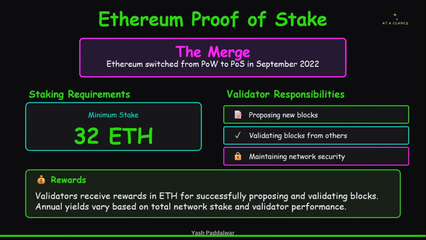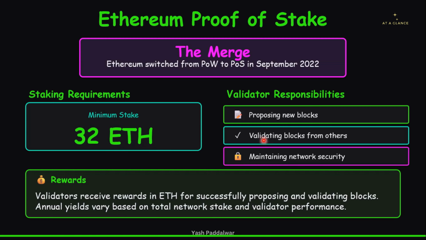Now, as I already told you, Ethereum is a cryptocurrency which uses this proof of stake mechanism of consensus. Ethereum originally used proof of work, but in September 2022, it switched to the proof of stake consensus mechanism in an event called the merge. Okay. In Ethereum POS, a validator must stake at least 32 ether to participate. This was the criteria which was made. If a validator locks at least 32 ether, then only that validator will be able to participate in the process.